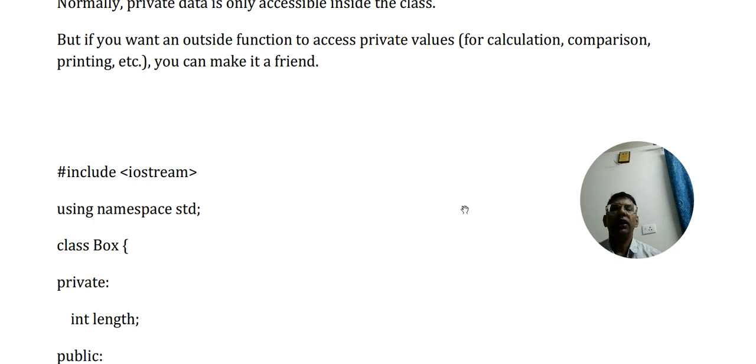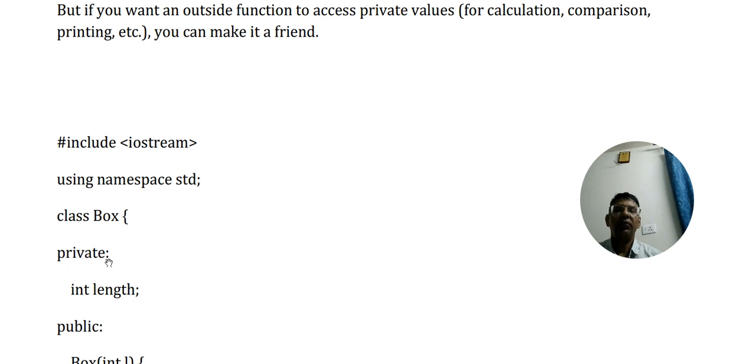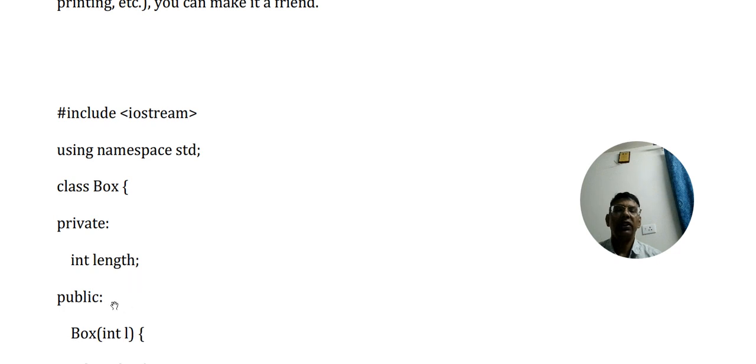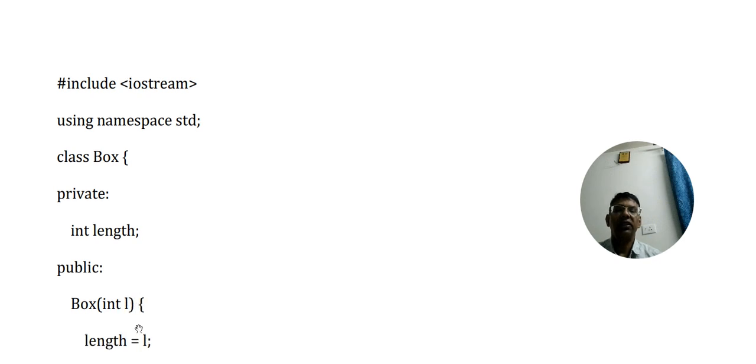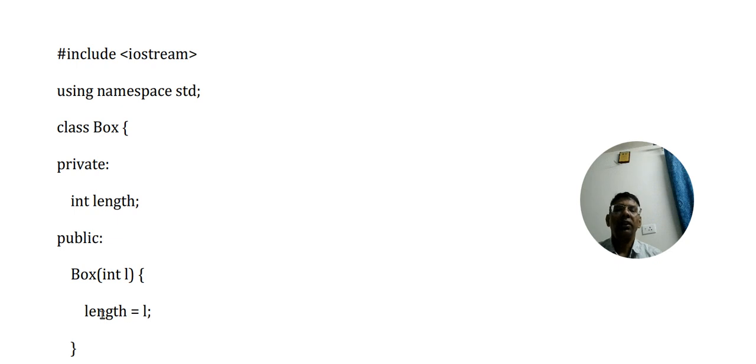So here include iostream, input output stream, then using namespace std. Here we are creating a class called Box, and we have a private variable, length. So this is private, right? And this one is public, Box(int l). This l is the parameter here, int l, integer length, and we are writing length = l, right?